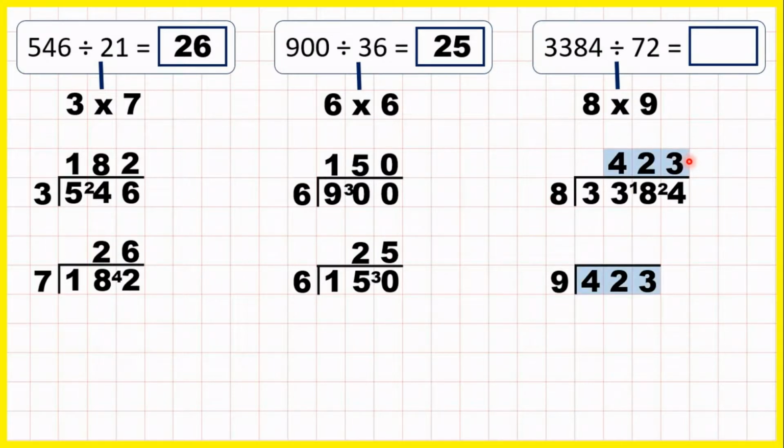So we can take our answer and divide it by the other factor. Now taking the first 2 digits together, 42 divided by 9 is 4 remainder 6, and 63 divided by 9 is 7, so our answer is 47.